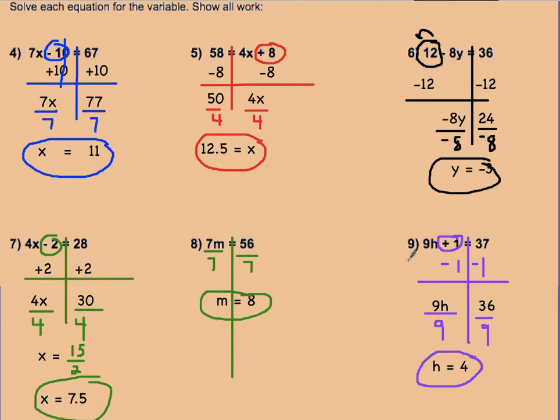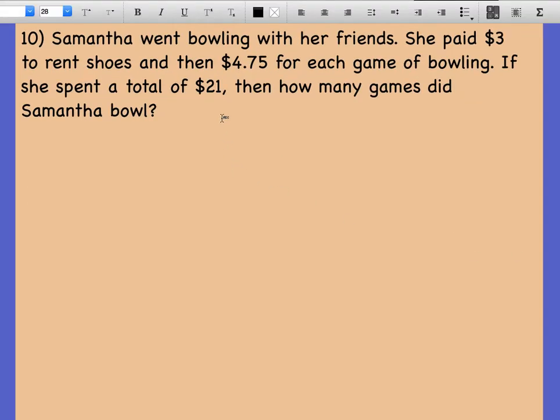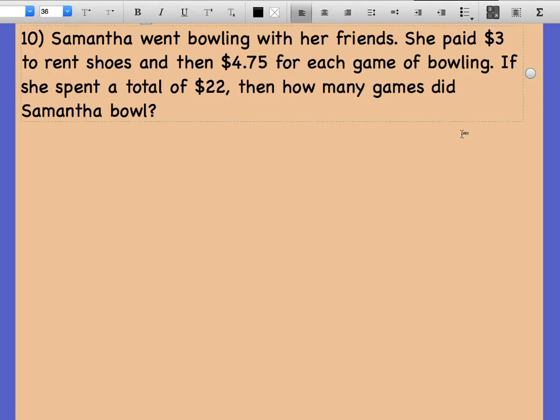This is crucial for the next part where we have to write our equations and then solve. So let's go ahead and check out these two. This one actually, on your study guide, there was a typo here. This should say $22, so let's go ahead and fix that all together here, right?